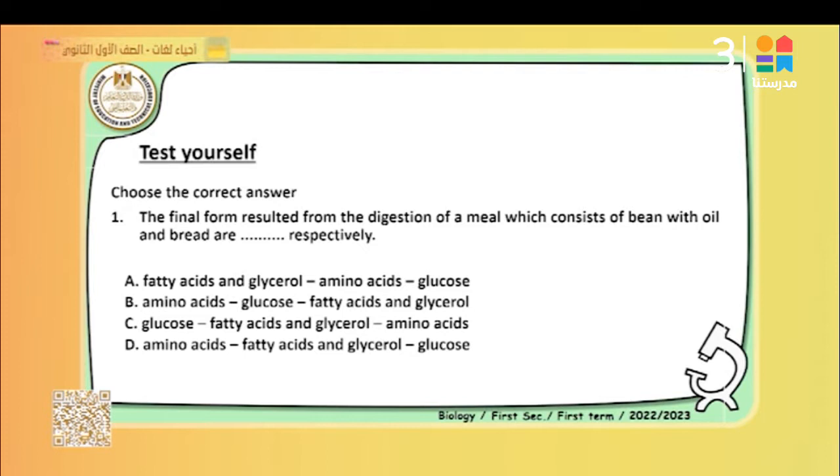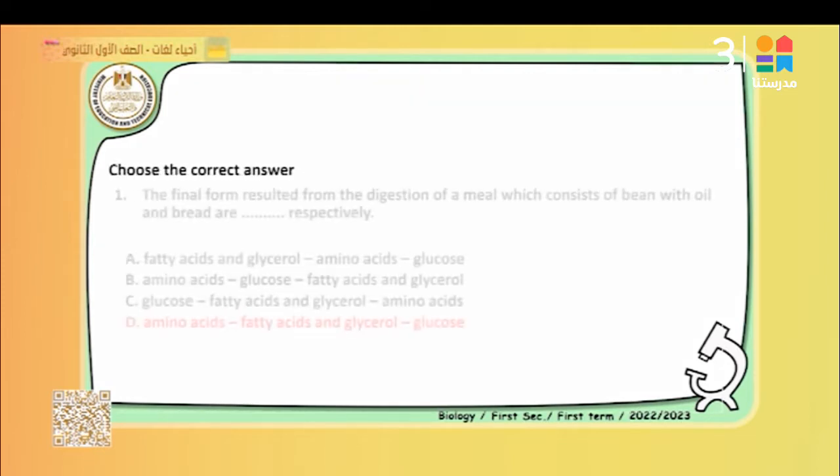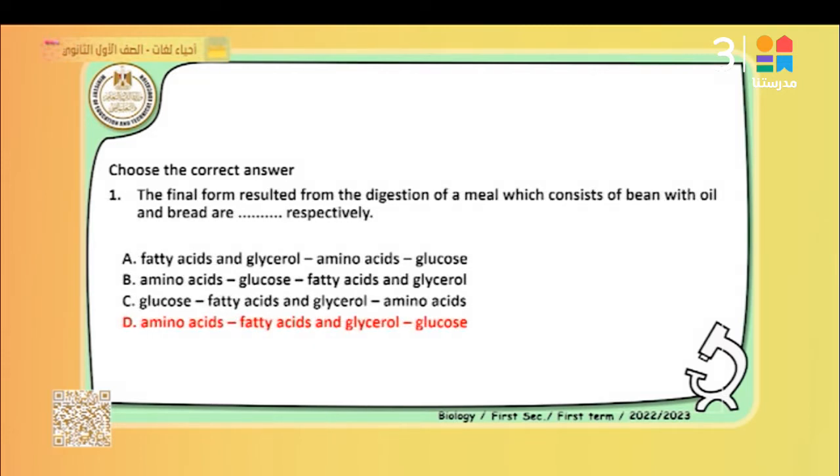Why? Because the building unit of beans is amino acids, the building units of oils are fatty acids and glycerol, and the building unit of bread is glucose. You can focus on the best answer. In the next slides, focus and follow me, please. Choose the correct answer: the correct answer is amino acid, fatty acid and glycerol, and glucose.